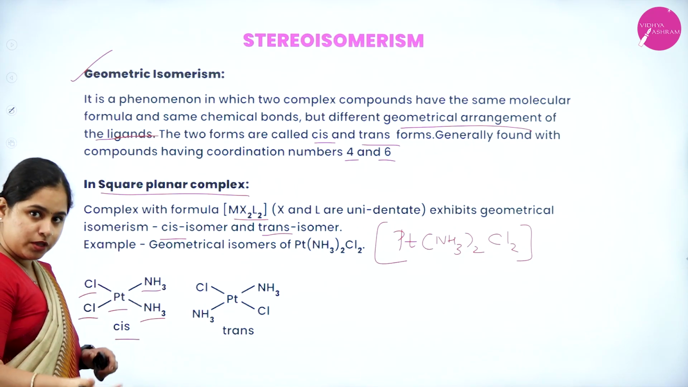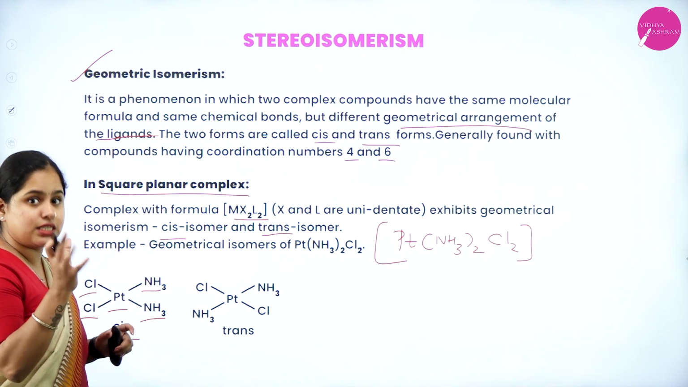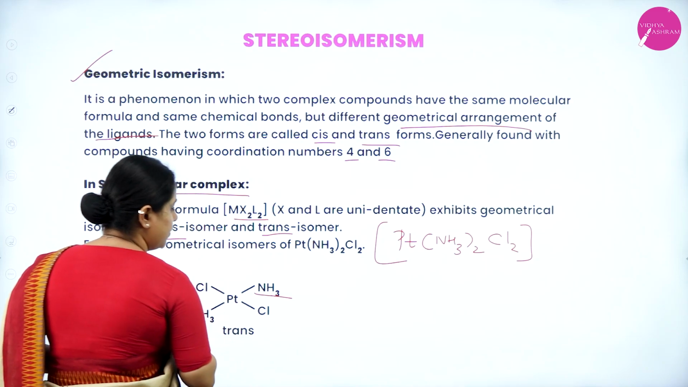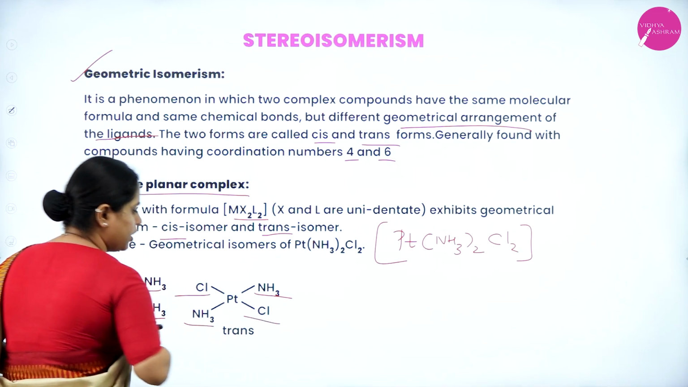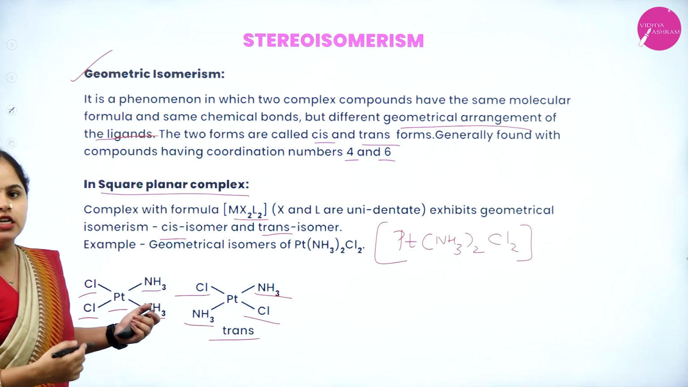Now to form the trans isomer, you have to place the same ligands on opposite sides. That means one amine will be here, and the other amine will be on this side. One chlorido will be here, and one chlorido will be on the other side. That is called the trans isomer. So I hope it is clear.